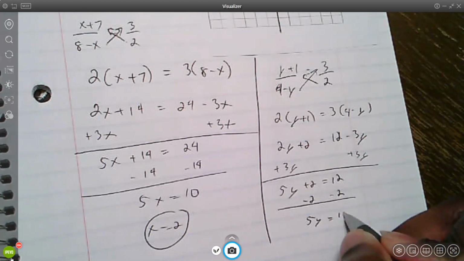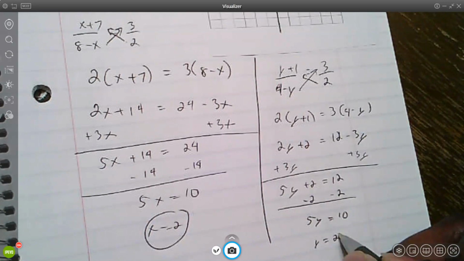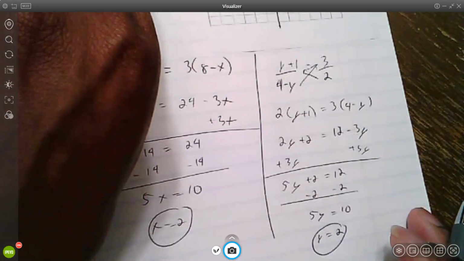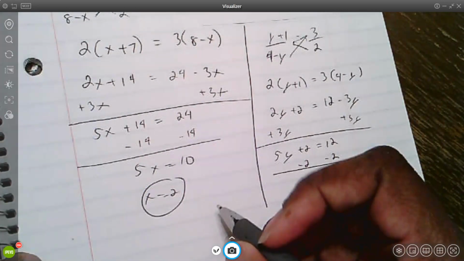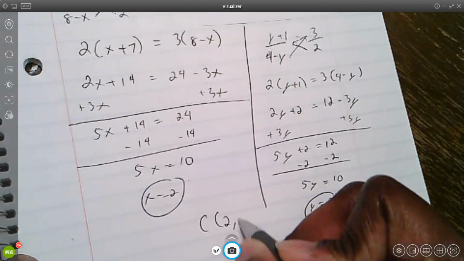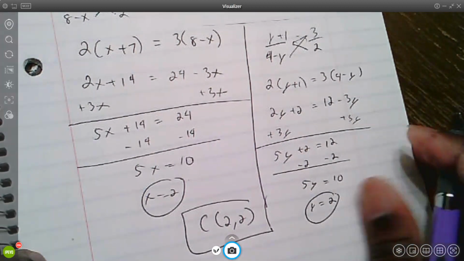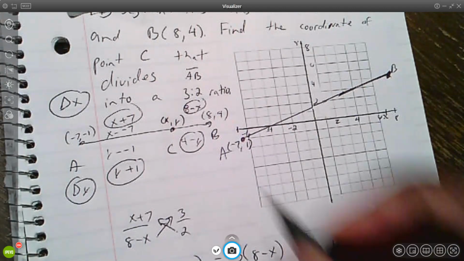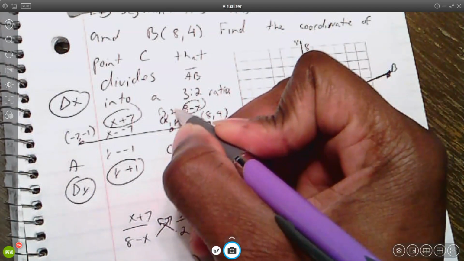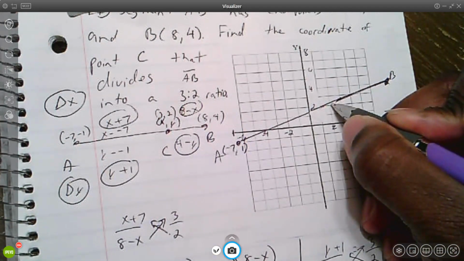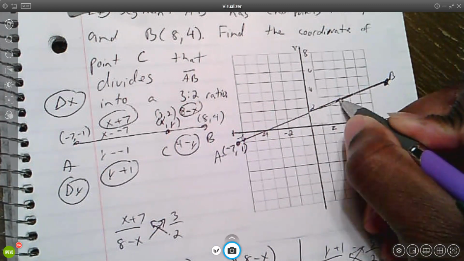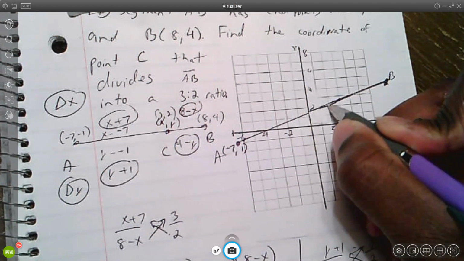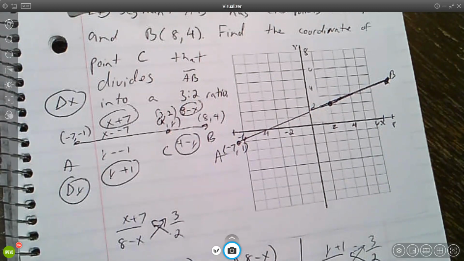So 5y equals 10. I have to divide by 5, so y would be 2. So the coordinate for C would be at the coordinate 2, 2. So if I drew that, the point has to be at the coordinate 2, 2. So here it is, 2, 2. Mine's off a little bit. Apparently I should have gone down through here, a little lower. But that's the coordinate 2, 2.